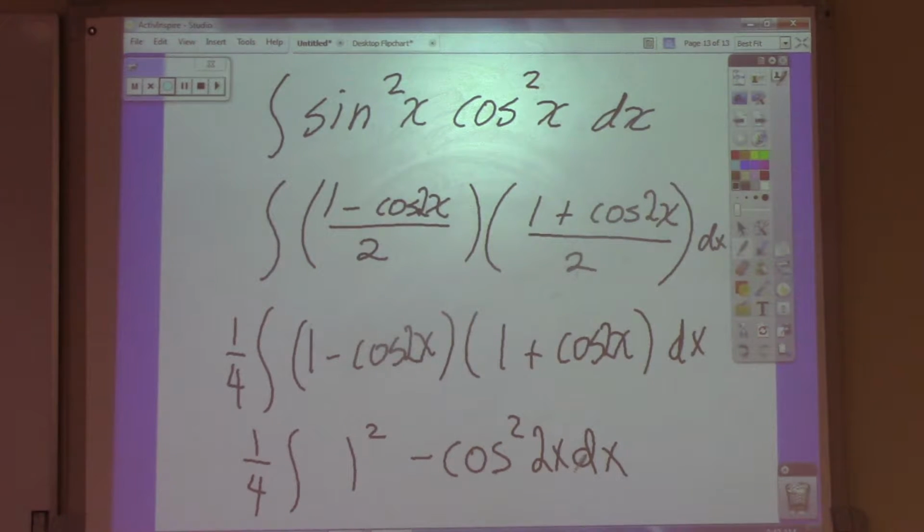And that would be total squared, and I do have it squared right here. And then you can change that cosine squared 2x using the identity again and break it up. It'll be 1 plus cosine 4x over 2, using the same identity.